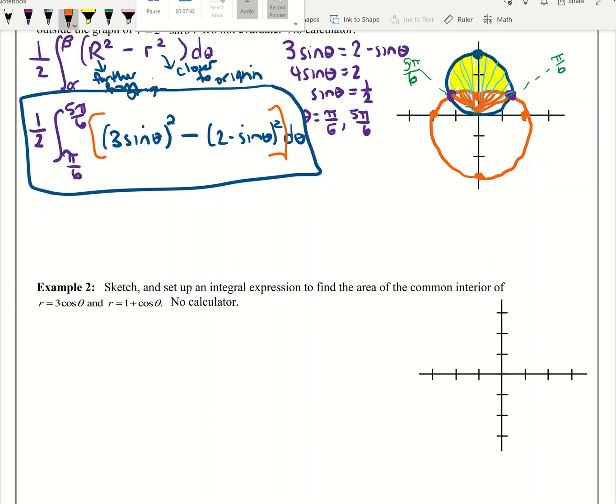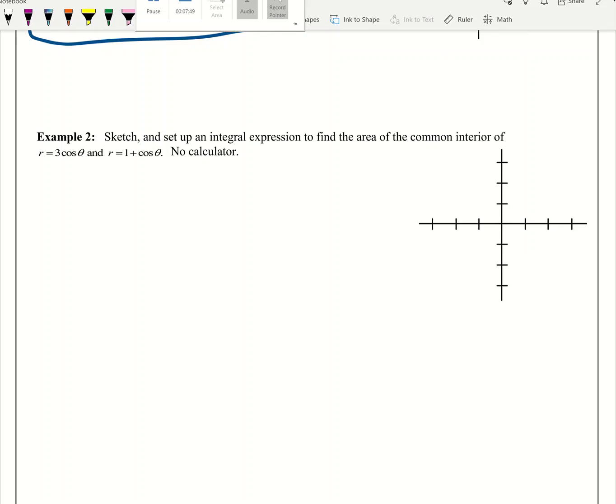All right, example 2. I encourage you to stop and pause and look at this one. This one has some extra things about it, but why don't you at least try to graph it and then restart the video. So on this one, I want to sketch and set up an integral expression to find the area of the common interior. That's something different than the region between. So we're going to want to think carefully about this. For r is equal to 3 cosine theta and r is equal to 1 plus cosine theta.